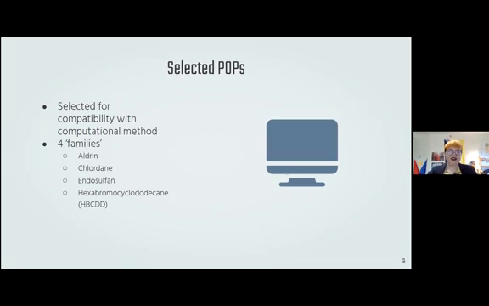And the reason this title says selected POPs is because for the computational study, we selected a set of POPs that are compatible with computational methods. Most of them have very rigid ring structures, which makes them more compatible for computational methods, which I'll discuss a little more later. The 4 families of compounds that we chose were Aldrin, Chlordane, Endosulfan, and Hexabromocyclododecane, or HBCDD.